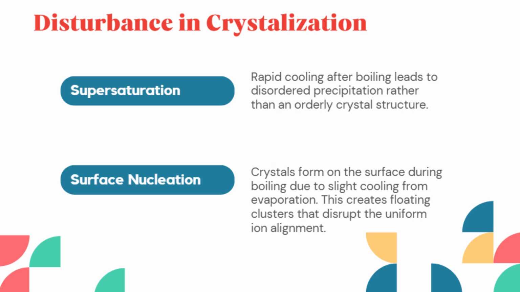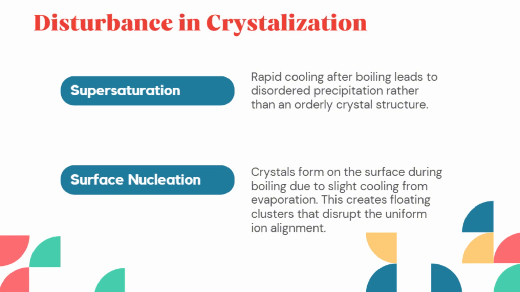Rapid cooling after such a state leads to a disordered precipitation because the solution's concentration changes too quickly for the ions to settle into a regular lattice. And also, this chaotic environment encourages random aggregation of sodium chloride ions, forming cloudy and uneven structures instead of a sharp, orderly crystal. The second critical disturbance.